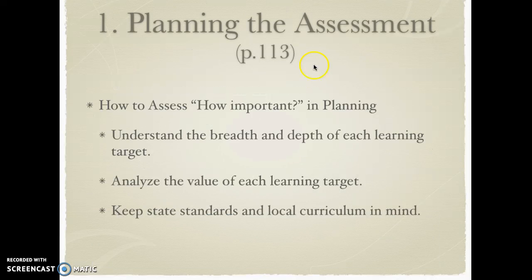So moving on to the second part of planning the assessment, how to assess how important an aspect of assessment is in planning. So these are kind of 3 steps that the article really went through on page 113. So we need to understand the breadth and depth of each learning target, analyze the value of each learning target, and keep state standards and local curriculum in mind, which I know is sometimes tough when we as teachers have all these ideas, but state standards and local curriculum do play such a pivotal role in assessment. So I think it's important for us to keep those in mind.